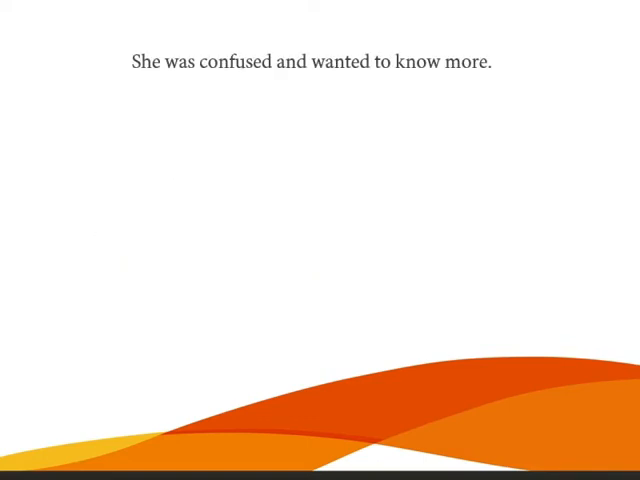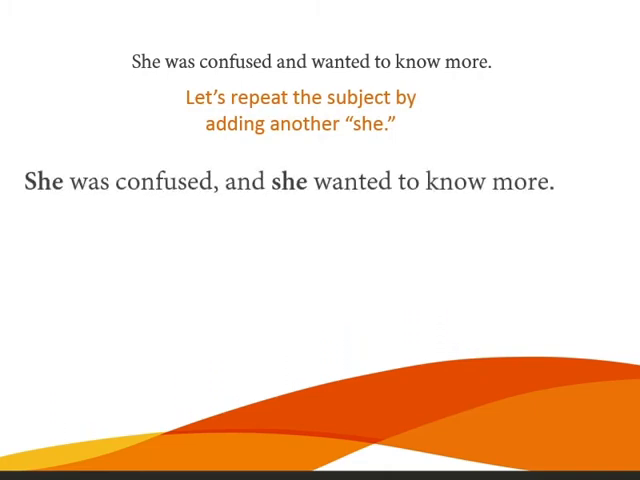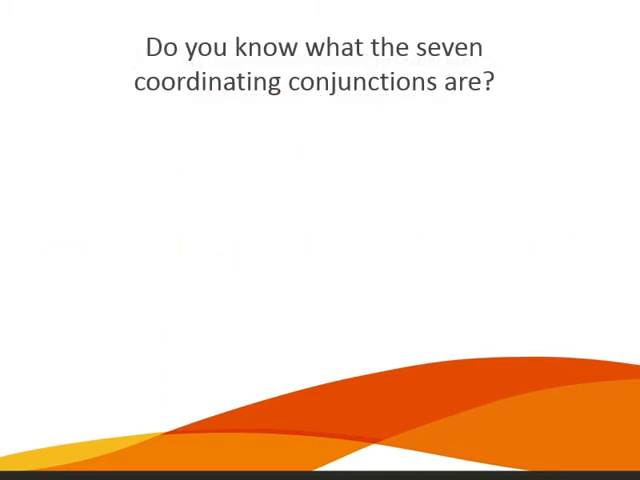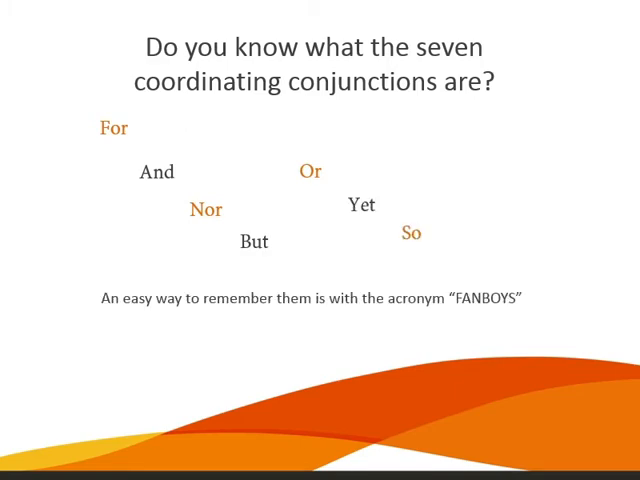Now, let's add a second subject, she. When we do this, both sides are independent, and when there are two independent clauses in a sentence separated by a coordinating conjunction, a comma goes before the conjunction. She was confused, and she wanted to know more. Do you know what the 7 coordinating conjunctions are? I think so. For, and, nor, but, or, yet, and so. I remember them with the acronym FANBOYS. Good idea.